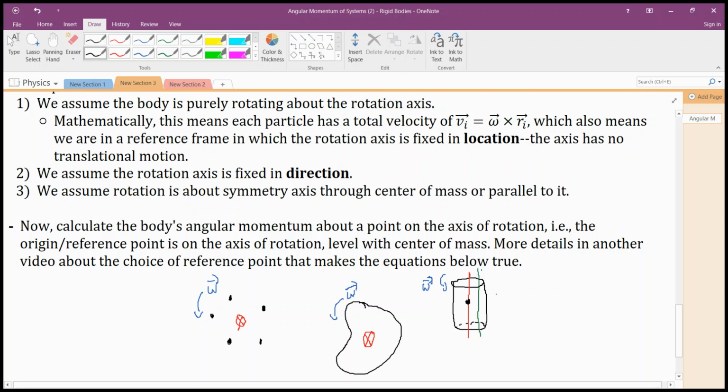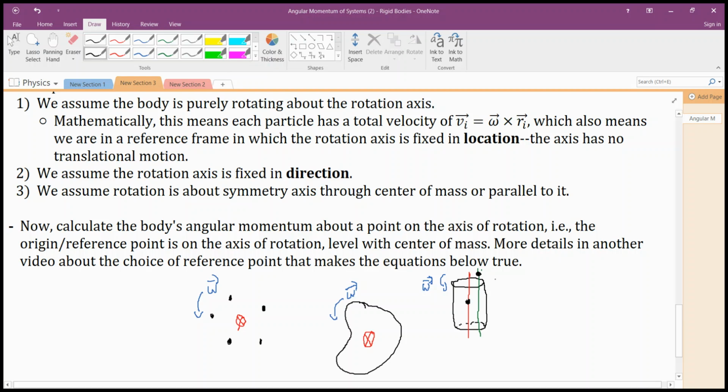If, however, the cylinder was rotating about this new axis of rotation that I have colored in green, instead of the red, this axis of rotation being parallel to the red axis of rotation, then we need to place the reference point right here. So that way they are at the same level. There is no height difference between them.